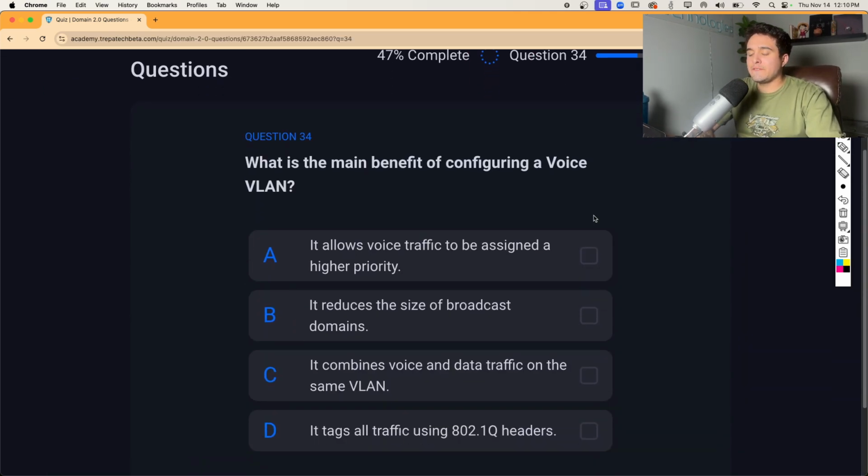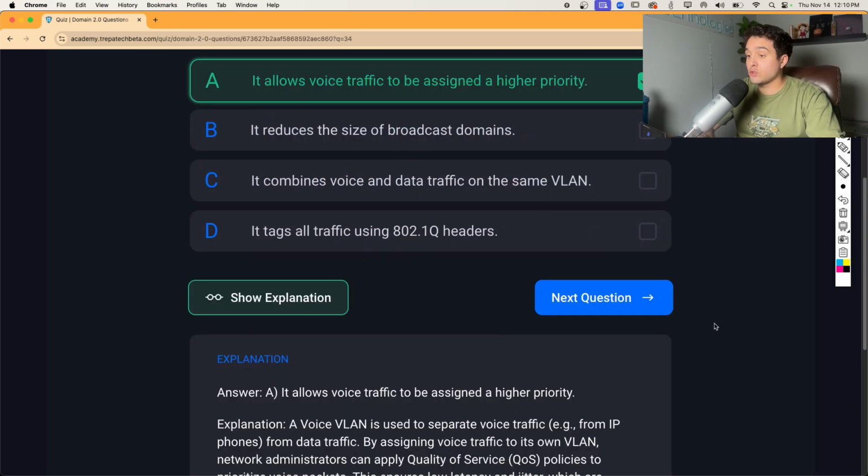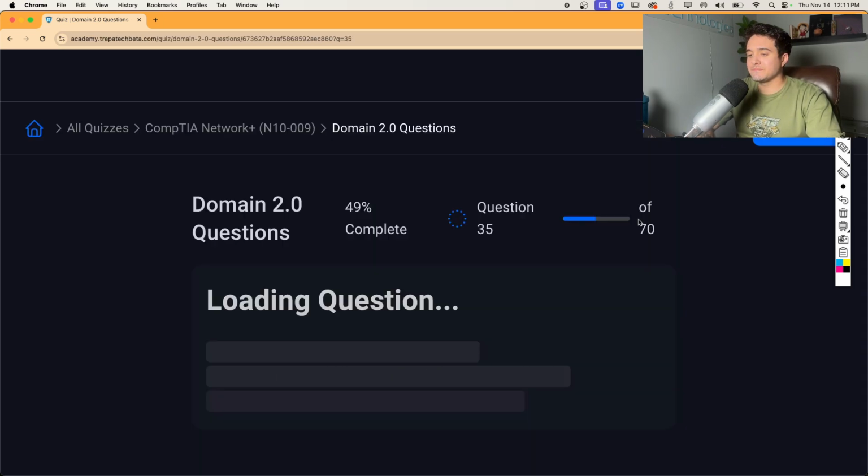Question 34. What is the main benefit of configuring a voice VLAN? So the voice VLAN is something unique that's going to give VoIP traffic within the LAN a quality of service tag, a CoS, right? So A, it allows voice traffic to be assigned a higher priority. It's kind of a quality of service mechanism in layer 2. There's the explanation. Pause the video if you'd like to read it.